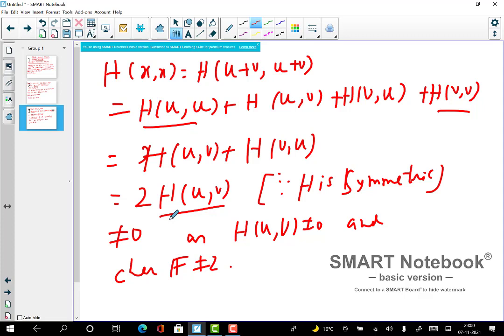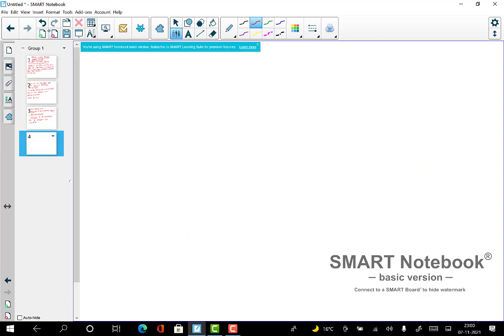So in any case, whenever the characteristics of the field is not equal to 2, you can find out a vector such that h(x,x) will be always non-zero for any symmetric bilinear forms. Okay. Now with the help of this lemma, we are going to prove the converse of the theorem we discussed last time. So we proved that on a finite dimensional vector space, if we have a bilinear form which is diagonalizable, then it's also symmetric, right? Now we will prove the converse part. If it is symmetric, then it's diagonalizable under the condition that characteristics of the field is not equal to 2.